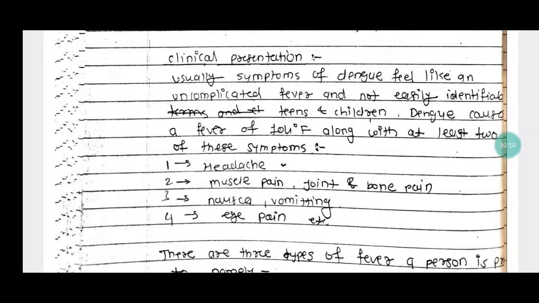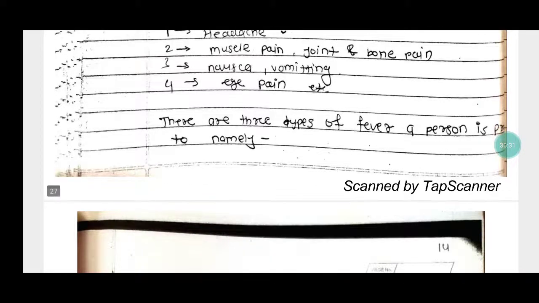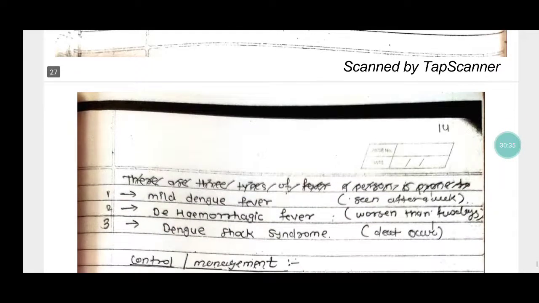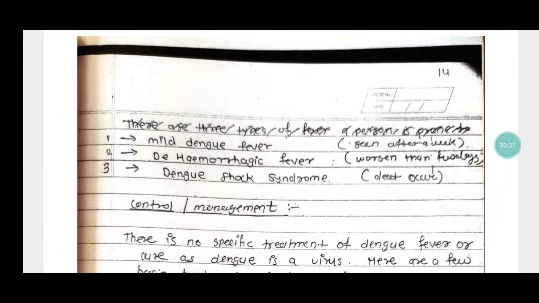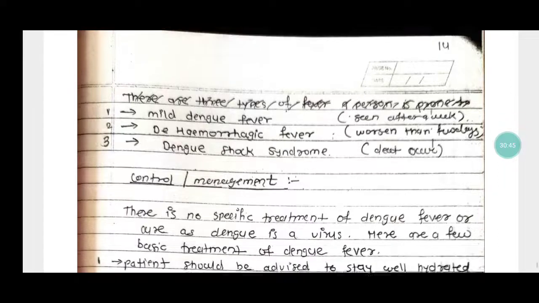Even the clinical features include headache, muscle pain, joint pain and bone pain, nausea, vomiting, eye pain, etc. There are three types of fever: mild dengue fever seen after a week, hemorrhagic fever which worsens in a few days, and dengue shock syndrome, where death occurs.